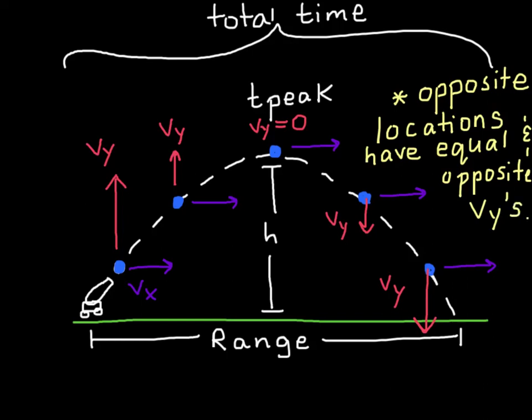For example, if you took the second point and the fourth point, those velocities would be the same. Maybe it's 5 meters per second up and 5 meters per second down. It's the same amount, but in opposite directions. And that's it. Now we're done with our projectile notes.